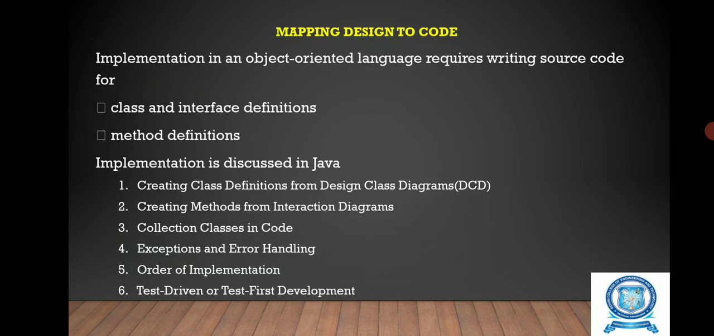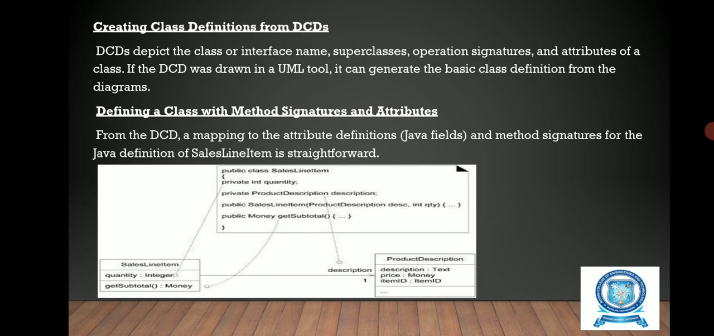Now let us see about mapping the design to the code. Implementation of an object-oriented language requires writing the source code for the class and interface definitions and method definitions. The implementation can be discussed in Java. For that, first we are going to create class definitions from the design class diagrams, that is DCD, creating methods from the interaction diagrams, collection classes in the code, exceptions and error handling, order of implementation, and test-driven or test-first development. First let us see about creating class definitions from DCDs.